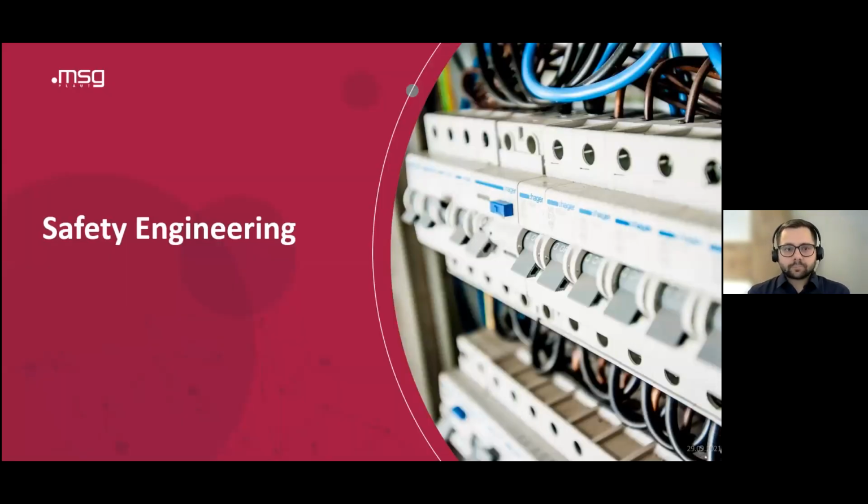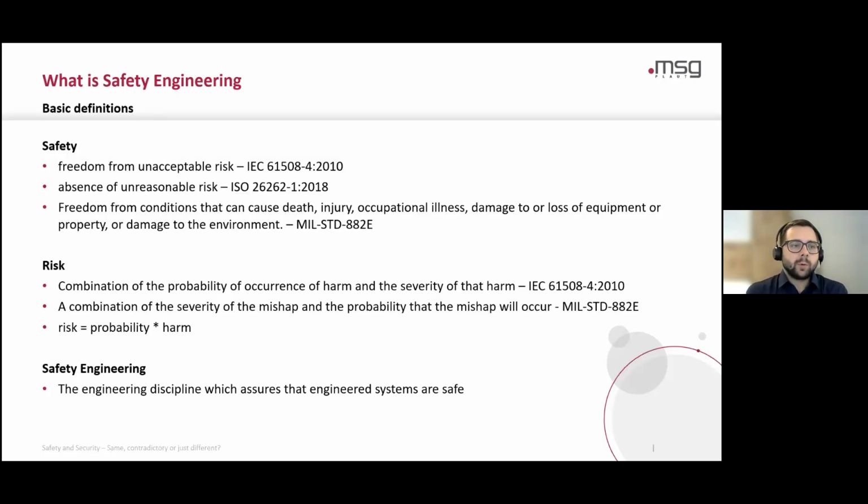Safety engineering. At the beginning, we need to start with something a little bit boring, with basic definitions. So what is safety? What is it about? I have here some definitions taken from functional safety standards. Safety is a freedom from unacceptable risk or the absence of unreasonable risk. The first one is a general functional safety standard, and the second one is from an automotive functional safety standard. And the US military standard 882 says that safety is the freedom from conditions that can cause death, injury, occupational illness, damage to or loss of equipment or property, or damage to the environment.